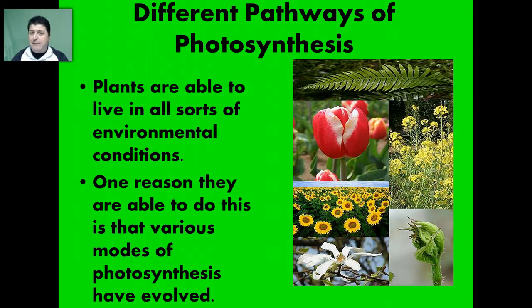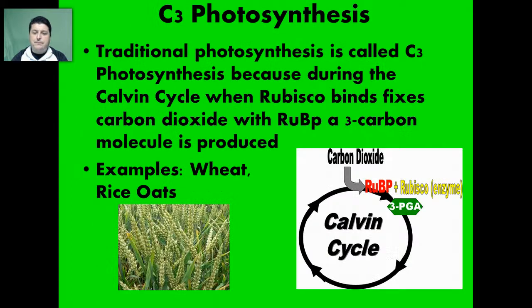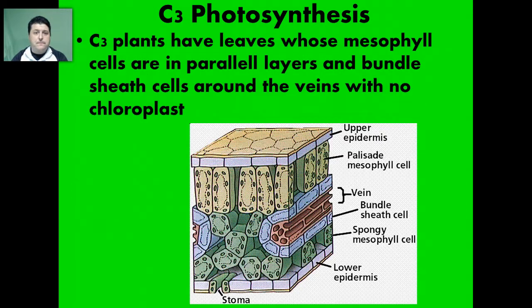Now, plants are a very diverse group of organisms, and they're able to live in all sorts of various environmental conditions. One reason they're able to do this is that multiple modes of photosynthesis have evolved. The traditional photosynthetic pathway is called C3 photosynthesis. This is because when rubisco combines RuBP with carbon dioxide during the Calvin cycle, one of the first compounds to be produced is a 3-carbon substance. Some examples of common C3 plants are wheat, rice, and oats.